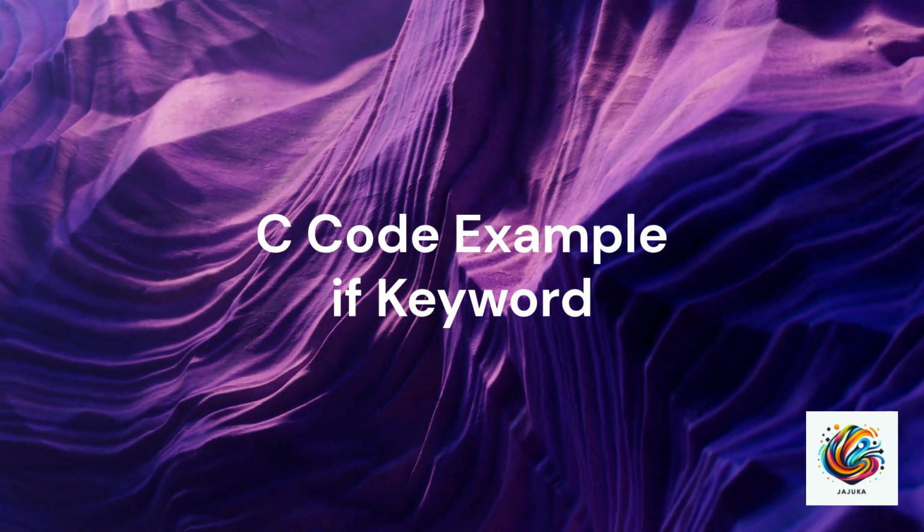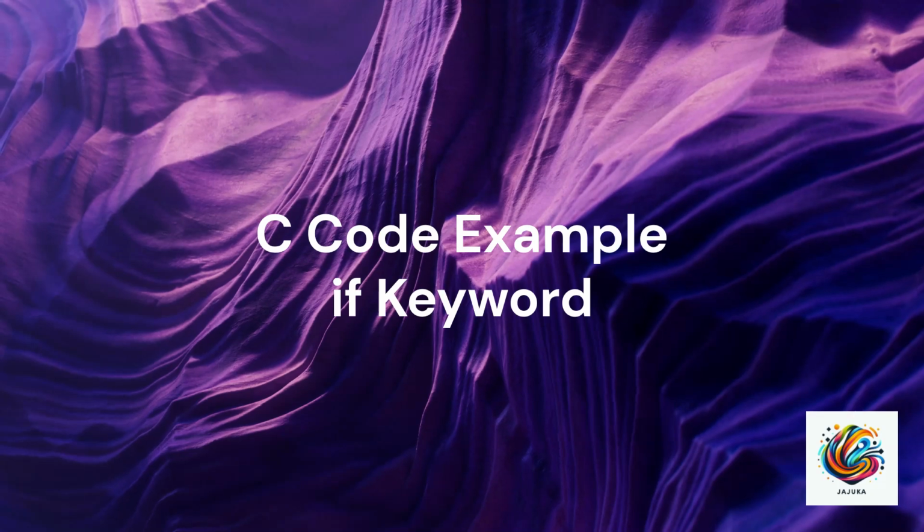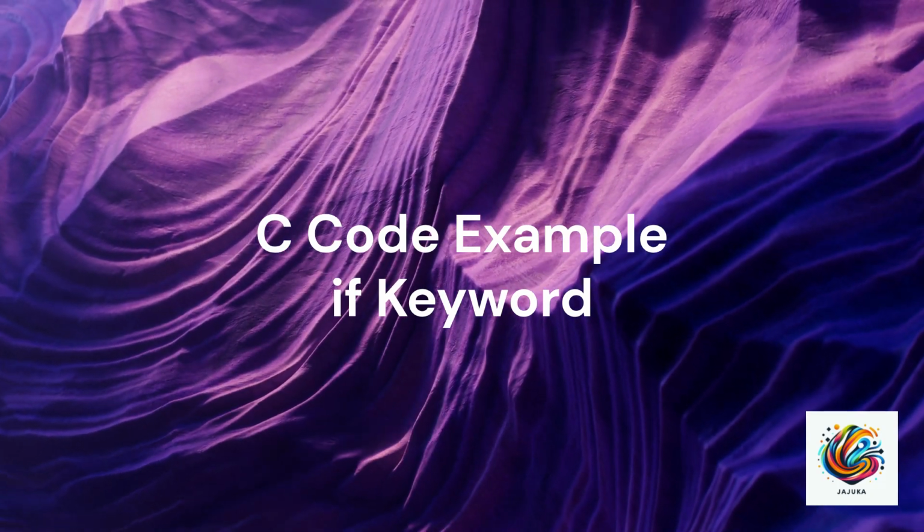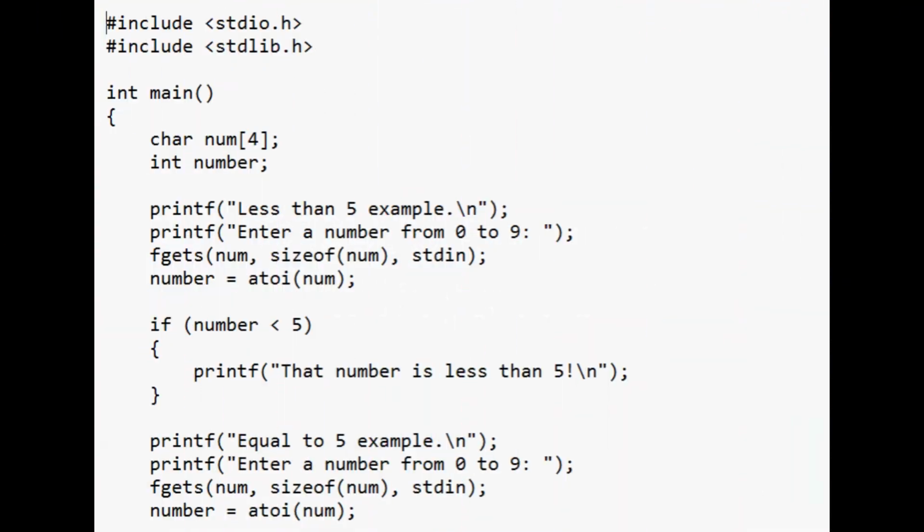Welcome to this tutorial on the if keyword in C. We'll walk through a simple program that demonstrates how if statements work. First, the program includes two standard headers: standard input-output for input and output functions, and standard library for the atoi function, which converts strings to integers.